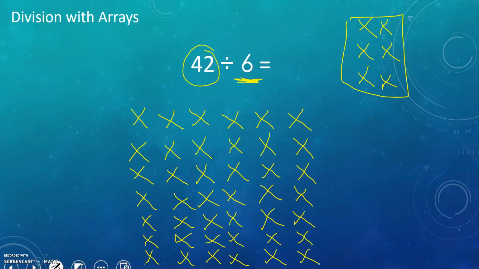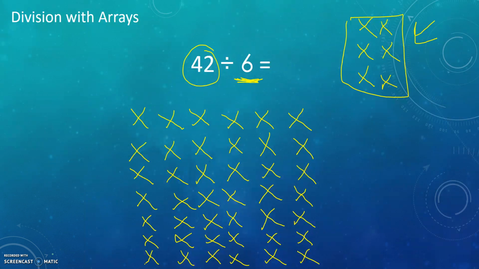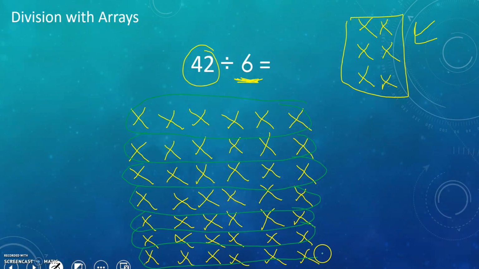Looks much more organized than what I did before. So I've got an array just like I did up here, but I have them in rows of 6 and I've divided out my 42. So now all I have to do is go back and circle how many rows did I make. I made 1, 2, 3, 4, 5, 6, 7 rows. I don't have to count how many. I know that there's 6 in each of those groups because I made my rows and my columns, and I know that 42 divided by 6 is 7.